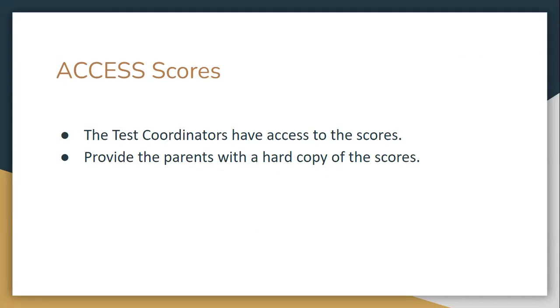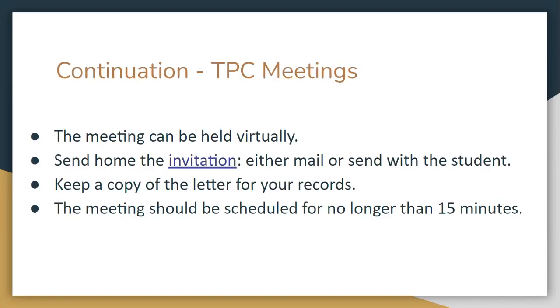So at this time, our test coordinators should have access to our ACCESS scores from FY22. And that is really going to drive which meetings we have and the next step for those English learners. A copy of the ACCESS scores needs to be provided to the parents at the meetings that we will discuss in a few minutes, whether it's an exit meeting or a continuation meeting.